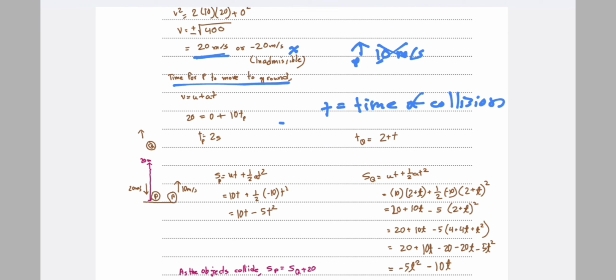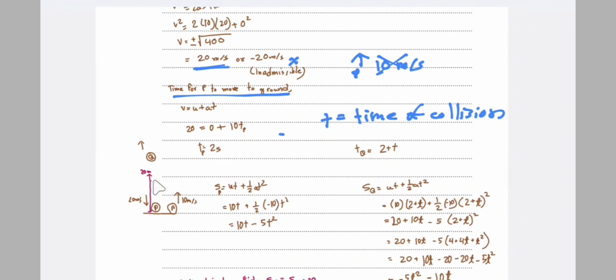So what is the total time for Q before the collision? Time for Q before the collision. Here we can see that when P moves from the topmost point, that is 20 meter height, to the ground, Q is also moving upward. So Q also moves 2 seconds.